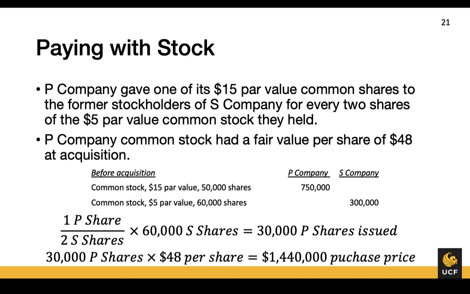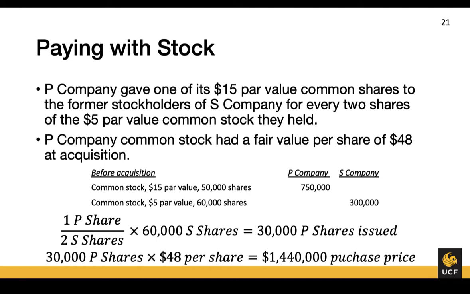Let's consider the following example. P Company gave one of its $15 par value common shares to the former stockholders of S Company for every 2 shares of the $5 par value common stock they held. P Company common stock had a fair value per share of $48 at acquisition.